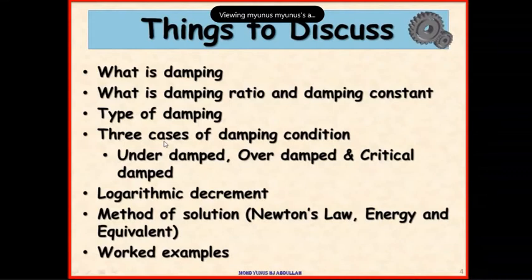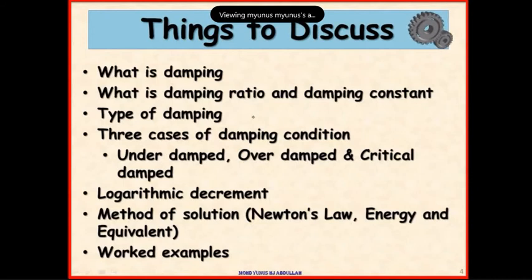And the three cases that we're going to look at are very important here: over damped, under damped, and critically damped. Why we look at this is to recognize whether you are dealing with under damped, over damped, or critical damping. The three conditions depend on the damping ratio. The damping ratio is called zeta, Z-E-T-A.